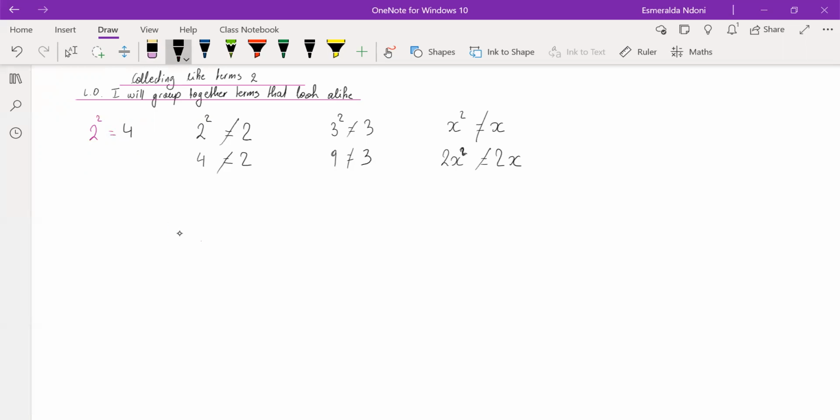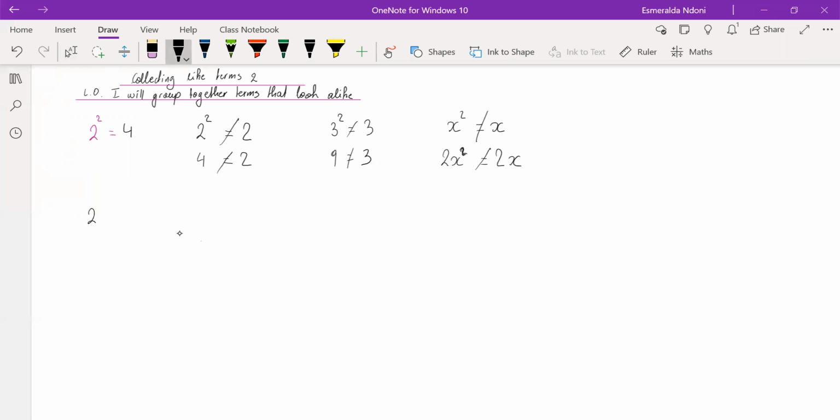Before we do that, please pause the video and copy what you see on the screen. Okay, now that we've done that, let's do a couple of examples together.